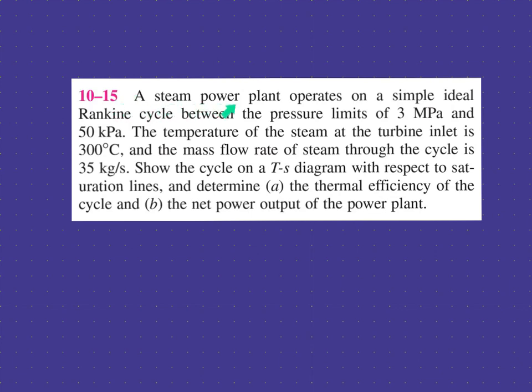A steam power plant operates on a simple ideal Rankine cycle between two pressure limits, 3 megapascal and 50 kilopascal, and it also gives you the temperature of steam at the turbine inlet as 300 degrees C, and the mass flow rate of steam through the cycle is 35 kilogram per second. You need to show the cycle on the T-S diagram with respect to the saturation line, and afterward determine the thermal efficiency of the cycle, also the net power output of the power plant.